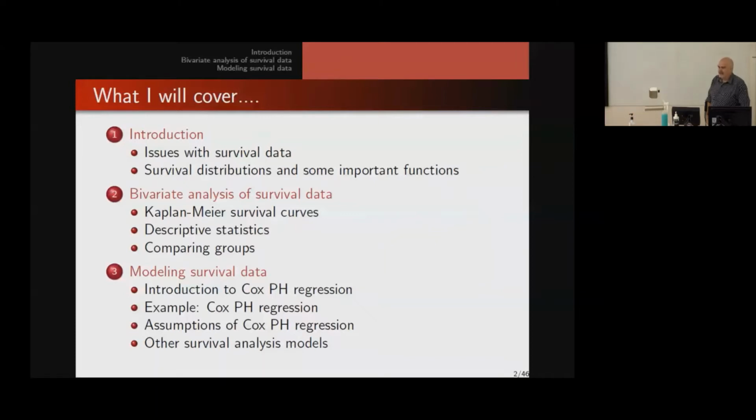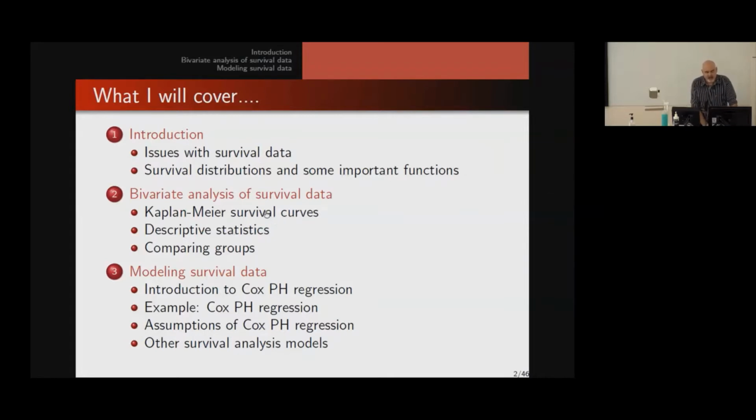So what we'll cover is issues with survival data, and survival data is a little bit different. It's got a couple of quirky things about it that we don't see for other types of outcomes. I'll then briefly give you a tiny bit of theory. I just feel I should give you this theory about survival distributions and some of the important functions associated with them. Then we'll go on to the statistical analysis.